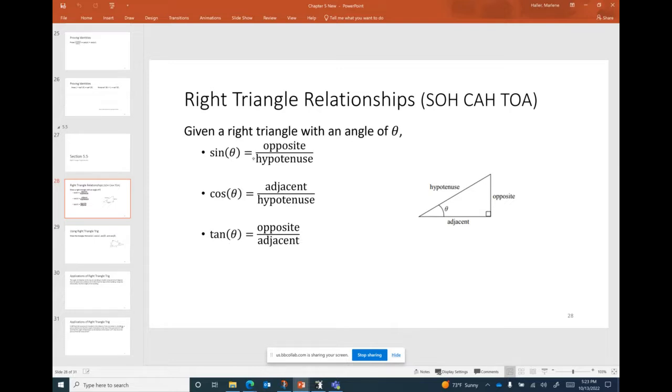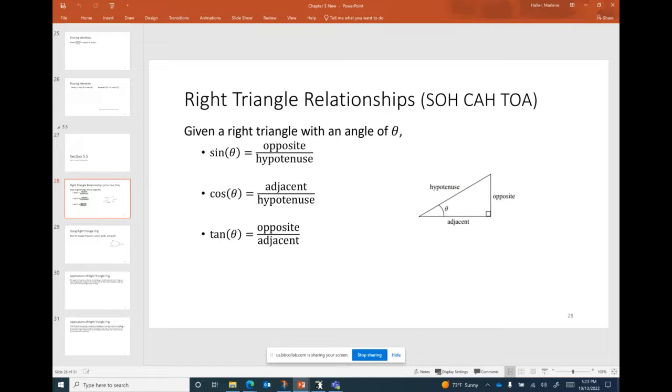The definition for the sine of angle theta, this is theta right here, is the length of the opposite side of the right triangle that it sits in over the hypotenuse of that triangle. The cosine is the ratio of the length of the adjacent side to that angle over the hypotenuse. And then the tangent is defined as the opposite side over the adjacent side of a right triangle.